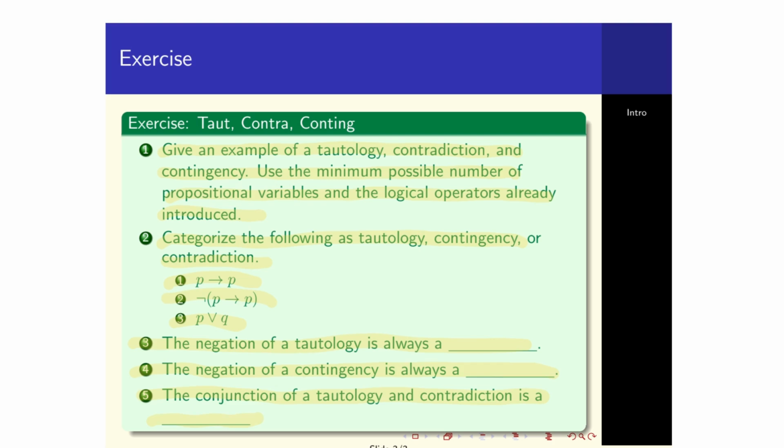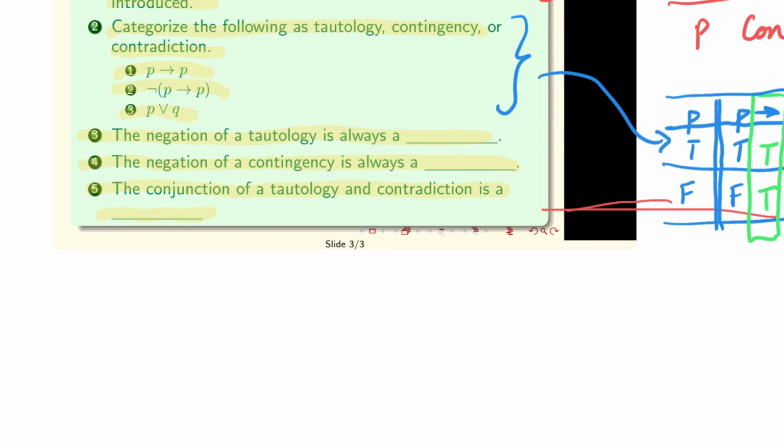So moving on, we'll do the problem marked number three. The negation of a tautology is always a, now probably it's pretty easy to predict this, a contradiction. The reason is that if it's a tautology, true at every row, then when you negate that tautology, you compute the negation of true at every row. So at every row you get false, and since it's false at every row, that's a contradiction.